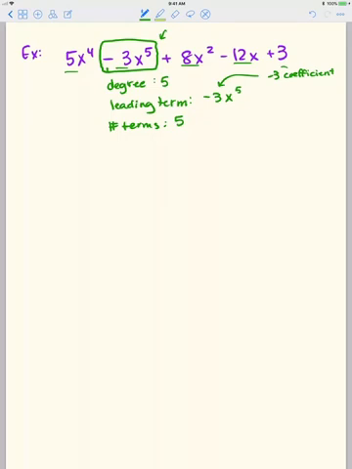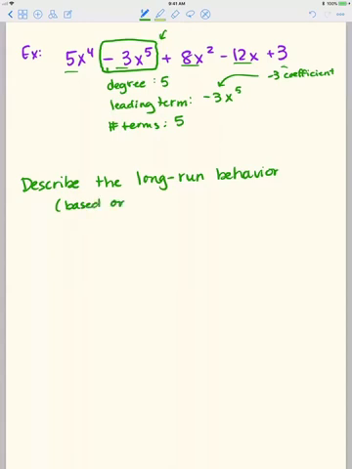The other thing that you're going to have to be able to do is to describe the long run behavior. And the long run behavior is really just what the function does at the ends. Like, what does it do when x gets really large? What does it do when x gets infinitely large? But the long run behavior is going to be based off of the behavior of that leading term.